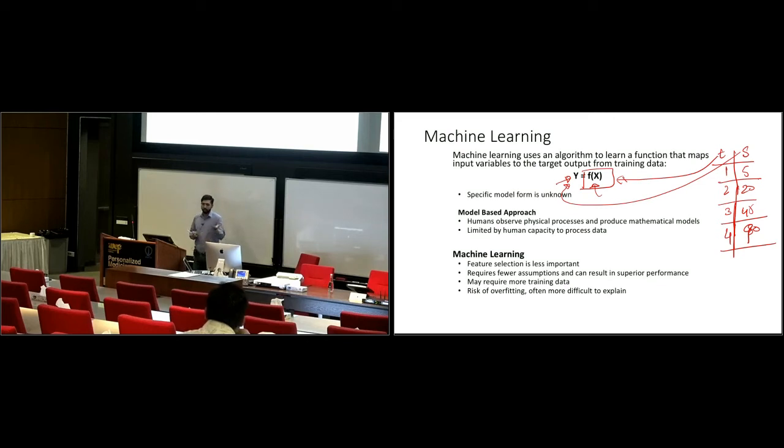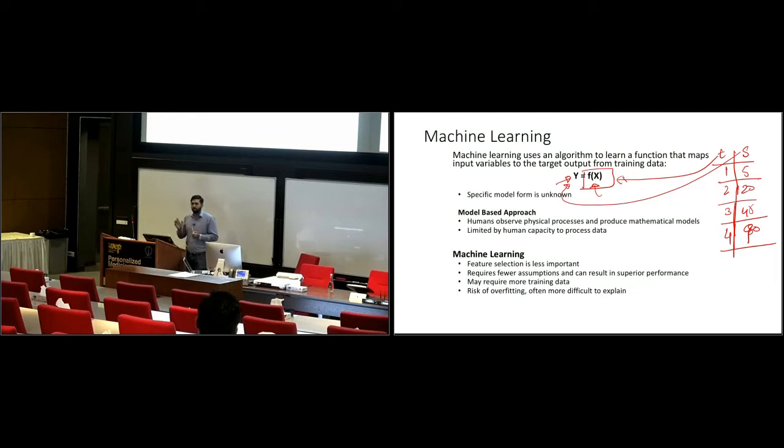Okay. So the model-based approach is what humans do. We observe a physical process and produce mathematical models for it. Okay. And it's limited by our capacity to process data. So we cannot handle infinite data. We cannot handle a very large amount of information.